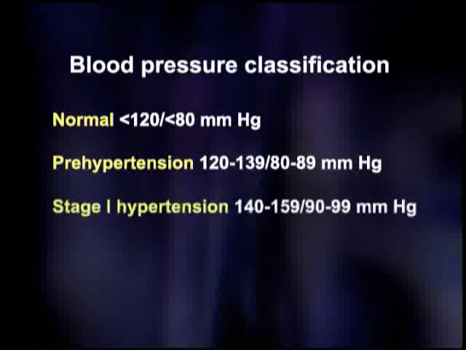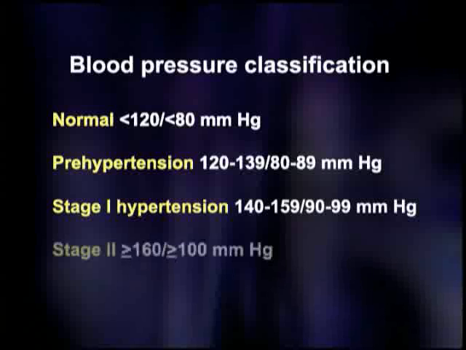Stage 1 hypertension is characterized by a systolic reading of 140 to 159 millimeters of mercury and a diastolic reading of 90 to 99 millimeters of mercury. And Stage 2 hypertension is characterized by a systolic reading at or greater than 160 millimeters of mercury and a diastolic reading at or greater than 100 millimeters of mercury.